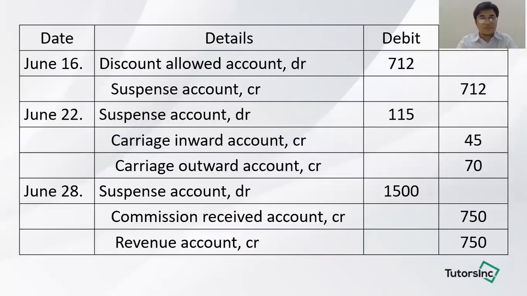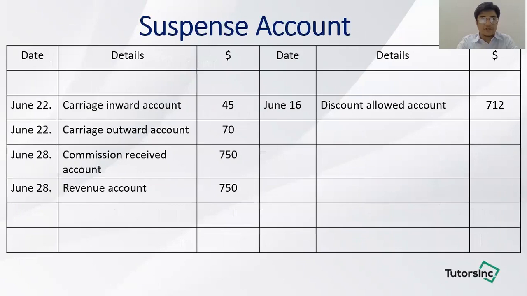For the last one, suspense account was debited. So we are going to enter the credit items on the debit side of suspense account. Commission received of $750 and revenue account of $750. Both of these items will be entered on the debit side of the suspense account. And with this, we are done entering the items on the suspense account.